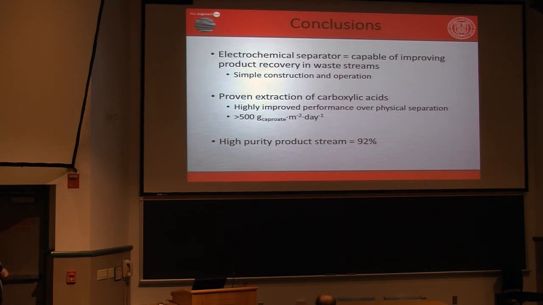So in conclusion, we've been able to operate an electrochemical separator that's capable of doing a very good job of product recovery on corn beer streams, with a very simple operation and design for an electrochemical cell. We're getting high extraction rates at around 500 grams of caprate per meter squared day, and the product purity is very high also. It's around 92%.